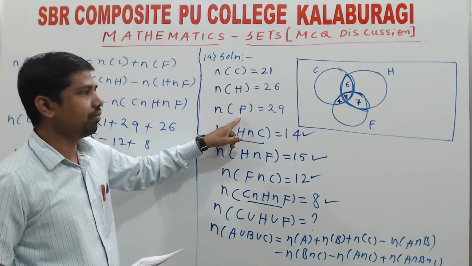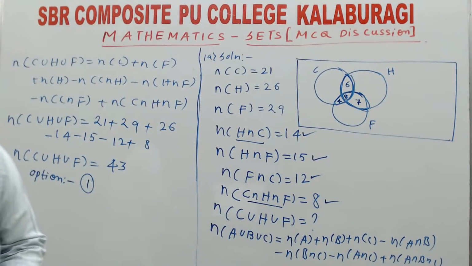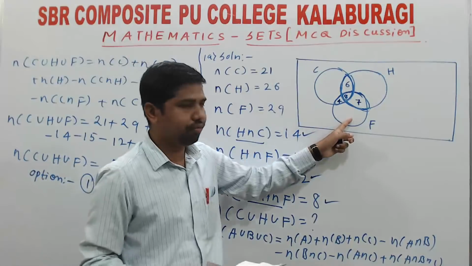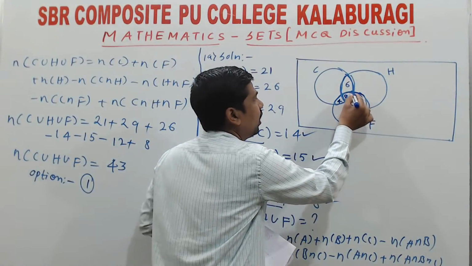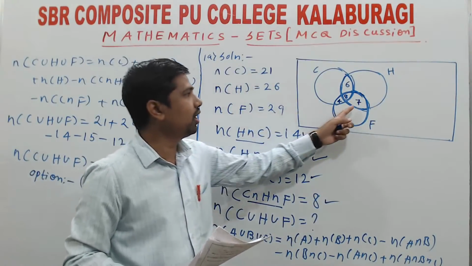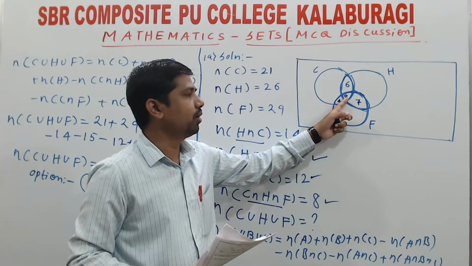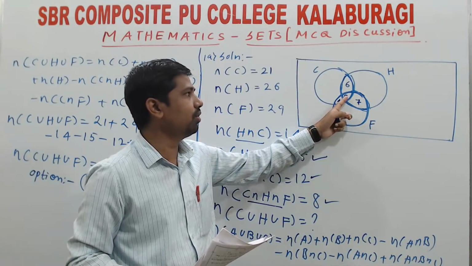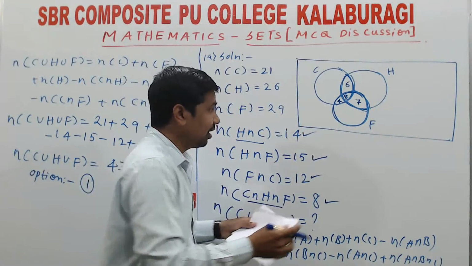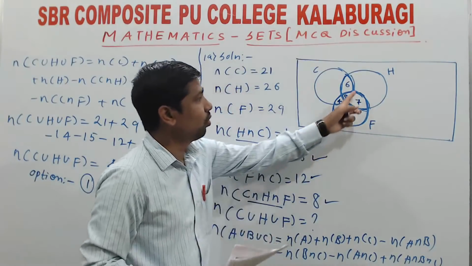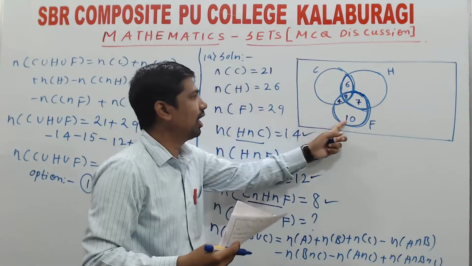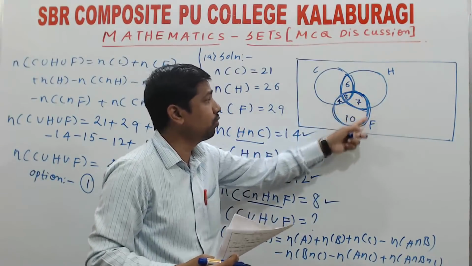Now we'll find N of F, right? N of F is equal to the total number of people playing football. So N of F is equal to 29. Already written 7, 8 and 4, right? So 7 plus 8, 15. 15 plus 4 is equal to 19. Then 29 minus 19 is equal to how much? 10 I can write. So that total F, if you take, becomes 29. 10 plus 7 plus 8 plus 4.